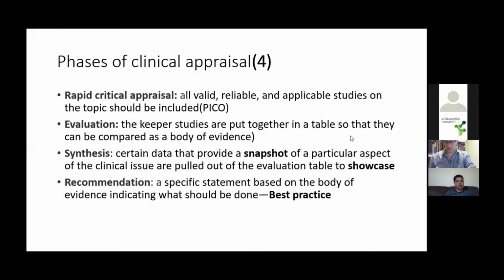It has four phases. Number one, rapid critical appraisal, using the PICO technique: population, intervention, comparison, and outcome. Then you do evaluation of these studies together, put the results in a table, and compare them as a body of evidence. After that, synthesis: certain data will provide a snapshot, and you pull out this particular clinical issue and put it as a showcase from the table. After that, you come to the recommendations about the best practice.